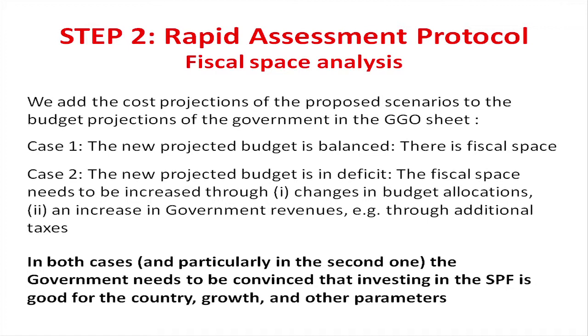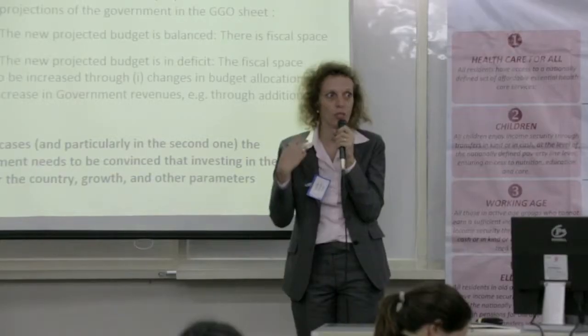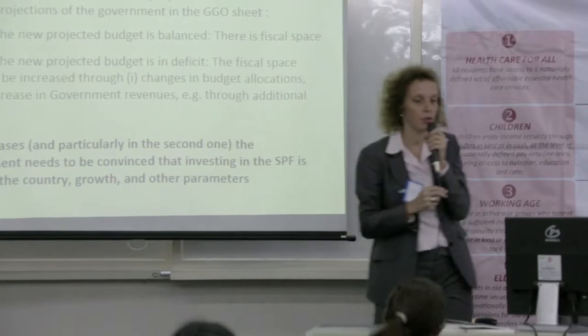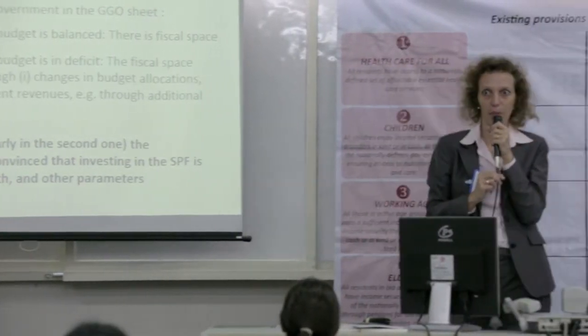In the case that the new projected budget of the government, so you project the budget of the government, including these additional costs, in case it is balanced, it means there is fiscal space. In case it is not balanced, which is often the case, it means that there is not yet fiscal space, and you need to work with the government on trying to find additional fiscal space.